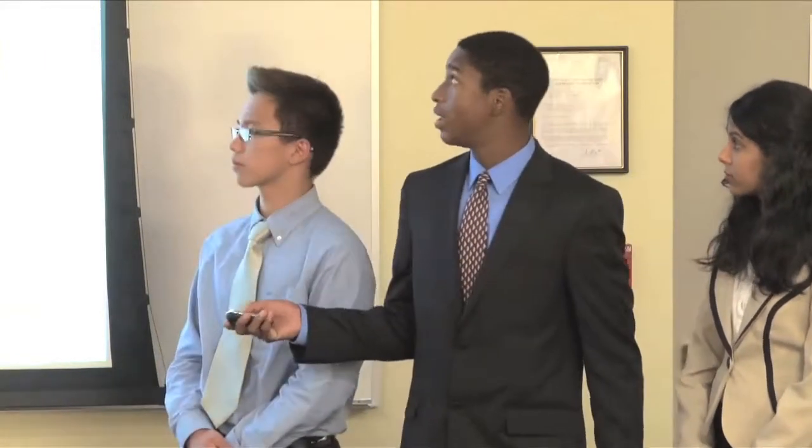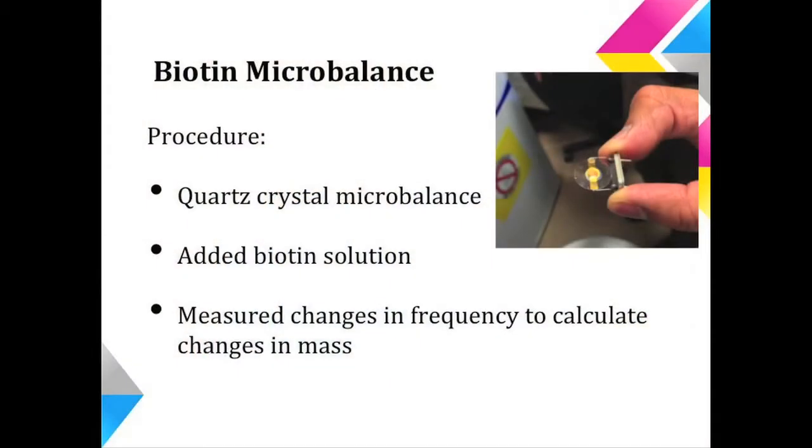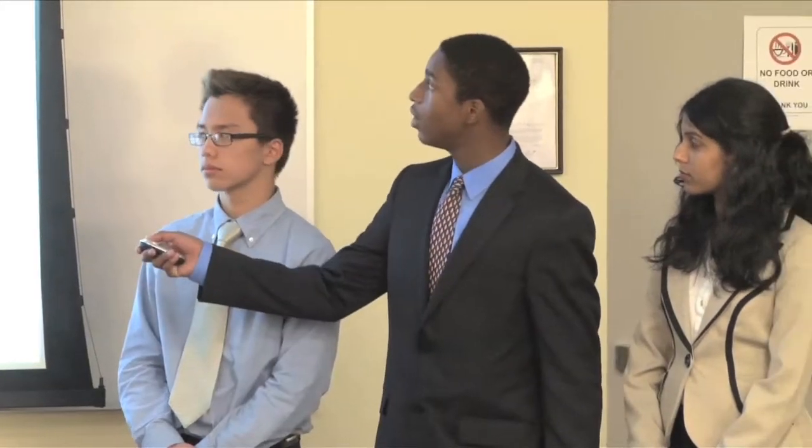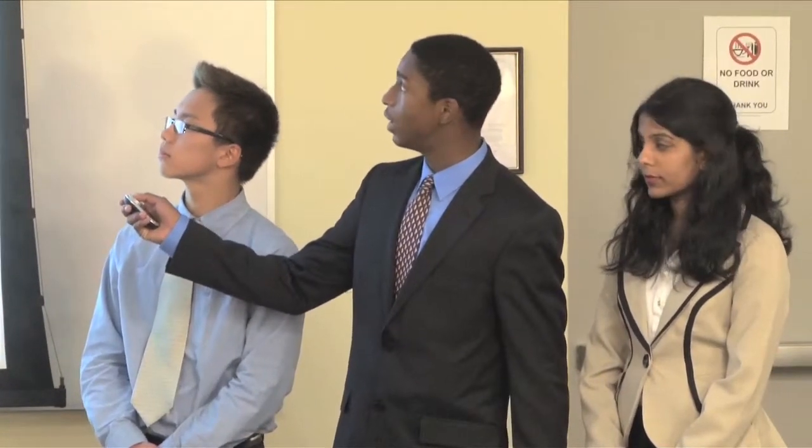Next up in the process was the biotin microbalance. For this procedure, we originally wanted to use our own fabricated microchips to measure the weight of the biotin and the change in frequency. Unfortunately, we could not, for our filters had too small devices and too small electrodes. Instead, we used what was called a QCM, or a quartz crystal microbalance, shown right here.